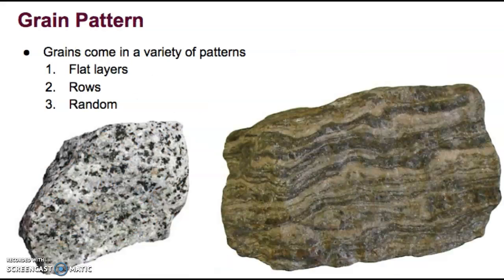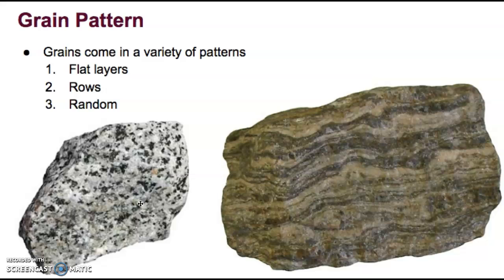Just like a mineral has crystals that line up in certain patterns, and those crystals define how a mineral is going to break and how it's going to look, rocks also have a pattern to their grains. Sometimes we see the grains of a rock form in flat layers. We call this a banded rock. Sometimes we see that the grains form in rows. If you think of our halite, where everything was very cubic, we can sometimes see that in rock. But more commonly, we're going to see this random arrangement of particles, which we call a non-banded rock.